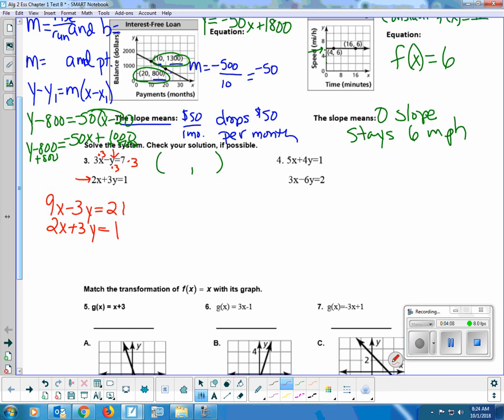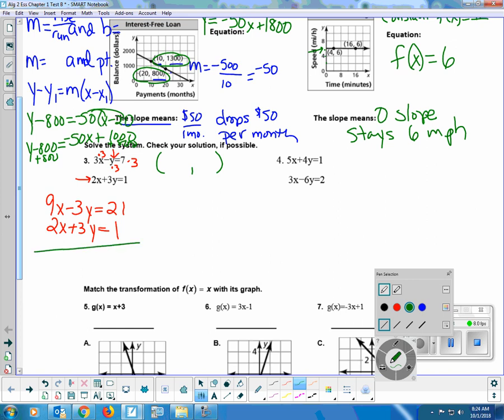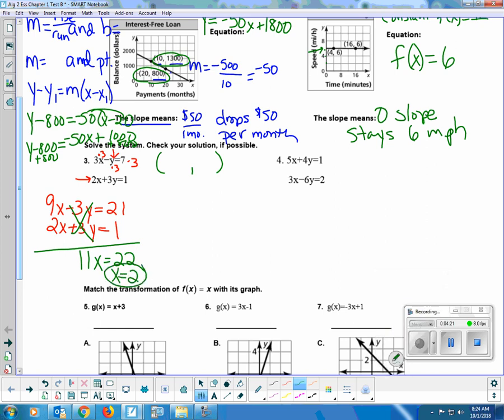Since number 4 is extra credit, you might want to consider multiplying both of them. My y's eliminate. I have 11x equal to 22. X equals 2. So there's my x point. Where do I get my y from? I can plug it into any equation. I'll just put it here. 2 times 2 plus 3y equals 1. I'm going to subtract 4 from both sides. Y equals a negative 3. Y equals a negative 1. 2 comma negative 1 is my solution.